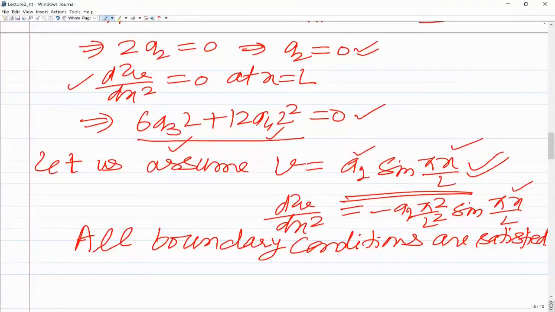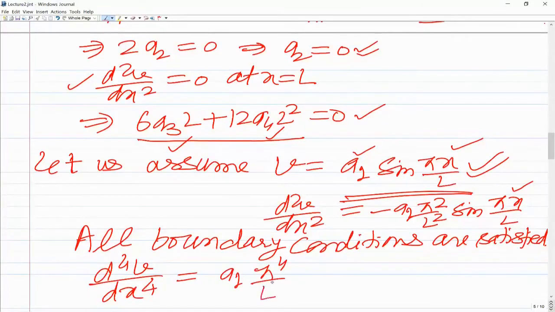So if all the boundary conditions are satisfied, then what you do is substitute the solution in the differential equation and get what is known as the domain residual. Now similarly, in the differential equation we have the highest derivative as the fourth derivative, d power 4 upon dx power 4. So if you differentiate this 4 times, you will get plus a1 pi power 4 upon l power 4 again into sine pi x by l.